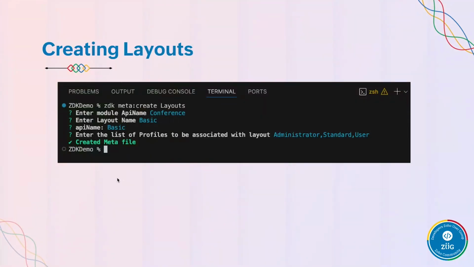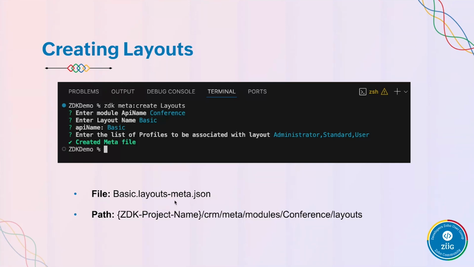Creating layouts. Layouts is also a module specific one, so we have to give the module API name first. I'm giving conference as the module name, creating a layout by the name basic. API name also I'm giving basic, and it is associated with the profiles administrator, standard, and user. So it creates the meta file for the layouts, basic.layouts-meta.json, in the path crm_meta, modules, conference, layouts.